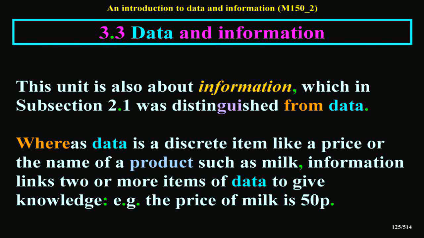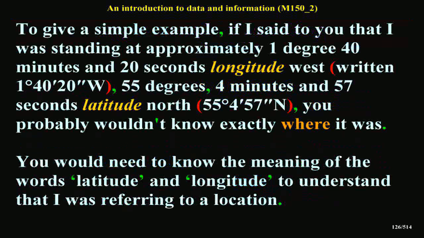E.g., the price of milk is 50p. To give a simple example, if I said to you that I was standing at approximately 1 degree 40 minutes and 20 seconds longitude west, written 1° 40' 20" W, 55 degrees, 4 minutes and 57 seconds latitude north, 55° 4' 57" N, you probably wouldn't know exactly where it was.